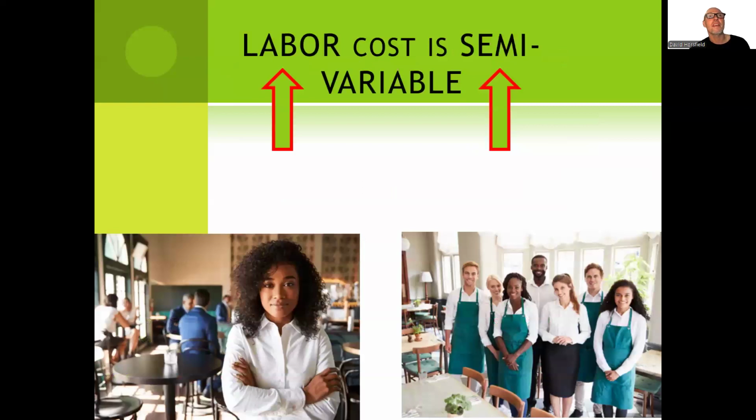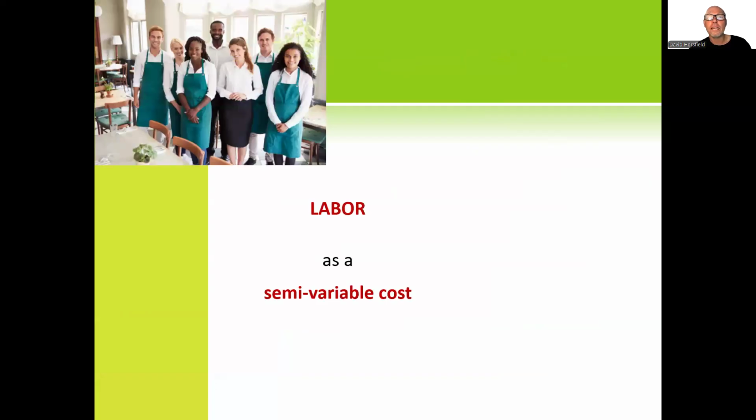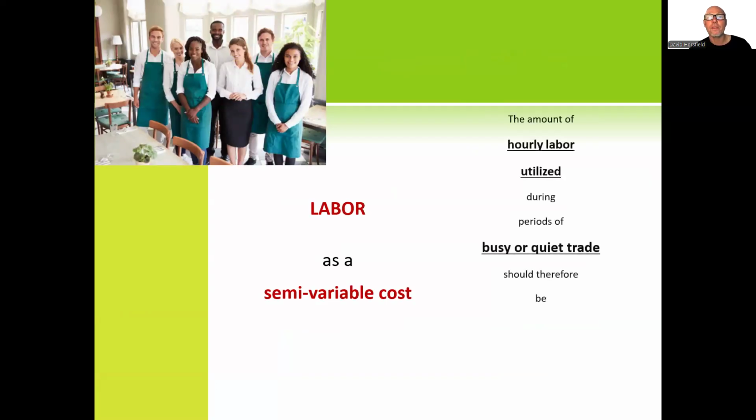That's important to know. If it's a variable cost and it's also a controllable cost, that's really important to know because we can control it. Now, labor is a semi-variable cost because we've got a mix of management labor and hourly labor. The amount of hourly labor utilized in busy or quiet periods should be proportional to sales. Why does an hourly labor person get cut on a slow night in hospitality service? Because it's a controllable cost. When hourly labor gets cut, the management that cuts the hourly labor is controlling their labor cost. So labor is a semi-variable cost.